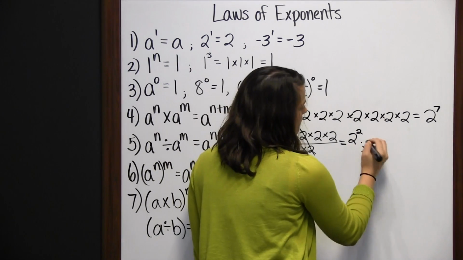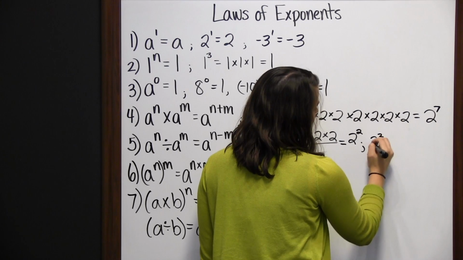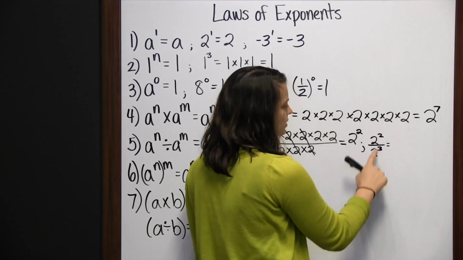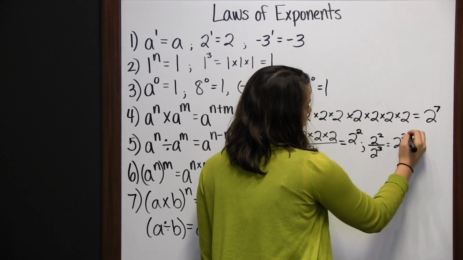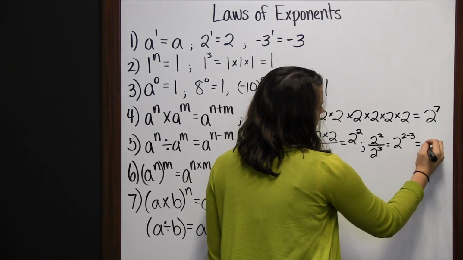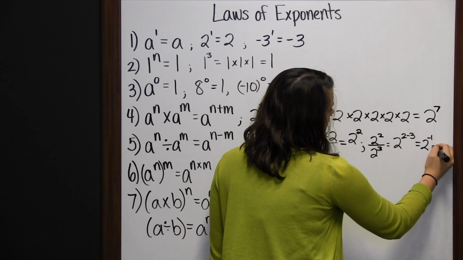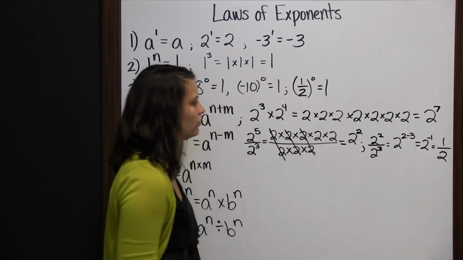Let's look at one of those. So that'd be like 2 squared divided by 2 cubed. So you still subtract your exponents. So it's 2 to the 2 minus 3, which is 2 to the negative 1. And then you would simplify that by bringing this to your denominator, 1/2.